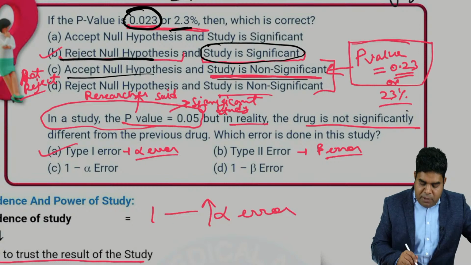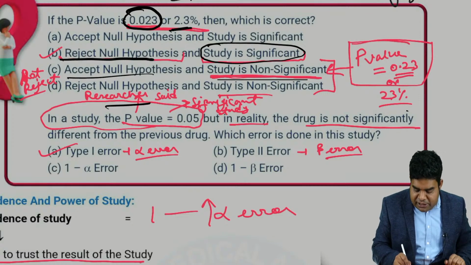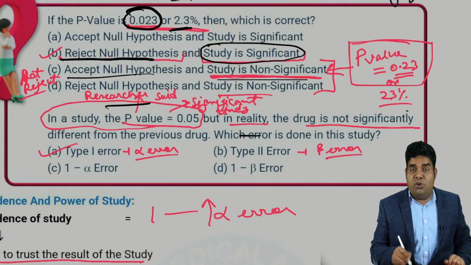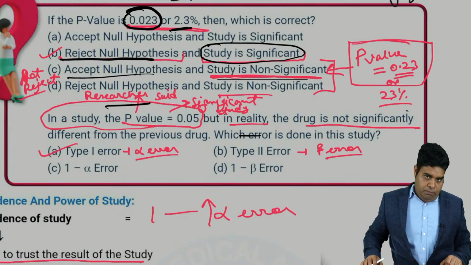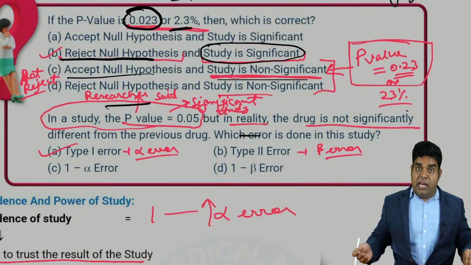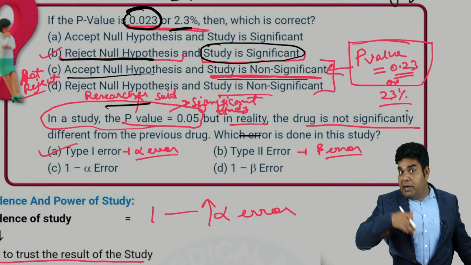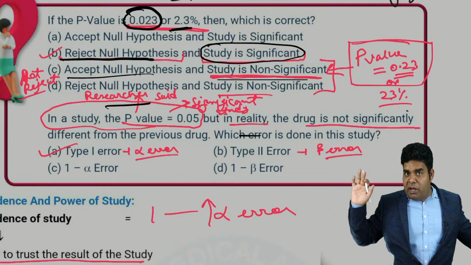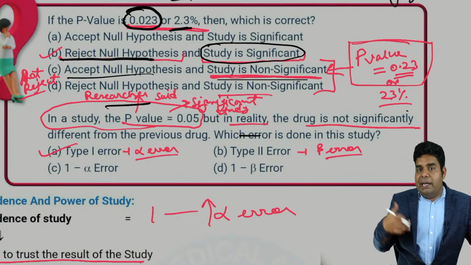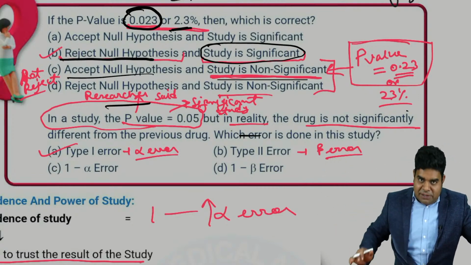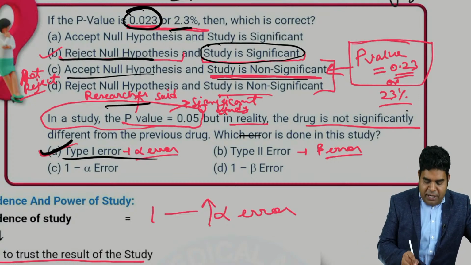Second thing they can ask is, if the p-value is 0.05, 0.05 means significant. The researcher is saying that the study is significant, but in reality the drug is not significantly different from the other drug. So which type of mistake is happening here? The researcher says my drug is useful, like a corona study saying my corona drug can treat fever, but in reality all the participants were without fever, so the corona drug is not different from the other drug in treating fever. In reality it was not different, but he forcefully said it is significant. That is alpha error, or type 1 error. So the mistake done here is type 1 error, alpha error.